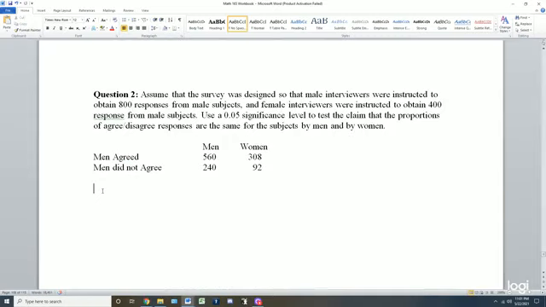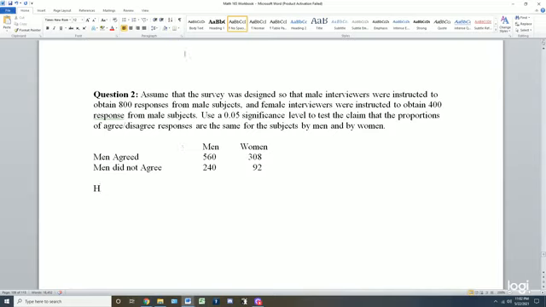Assume that the survey was designed so that male interviewers were instructed to obtain 800 responses from male subjects, and female interviewers were instructed to obtain 400 responses from the male subjects. Use a 0.05 significance level to test a claim that the proportions of agree/disagree responses are the same for the subjects interviewed by men and women.